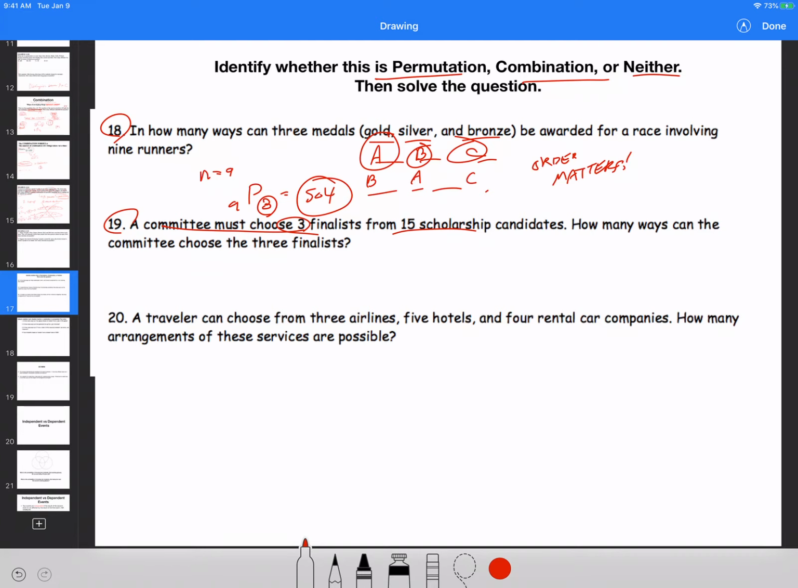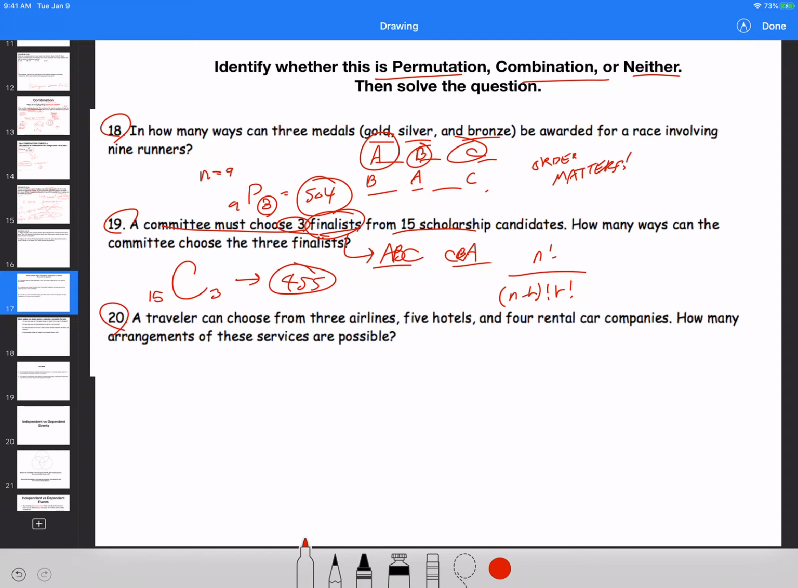Number 19 says a committee must choose 3 finalists from 15 scholarship candidates. In this particular case, we're talking about 3 finalists. We're not talking about first, second, third place. We're talking about a group of people. How many ways can the committee choose those 3 finalists? Well, as long as I pick a group of 3 people, it doesn't matter what order they're in. This is a combination problem. Out of 15 candidates, we're picking 3 finalists. So 15C3, which would give me 455. Of course, you can use your formula to also get your answer.